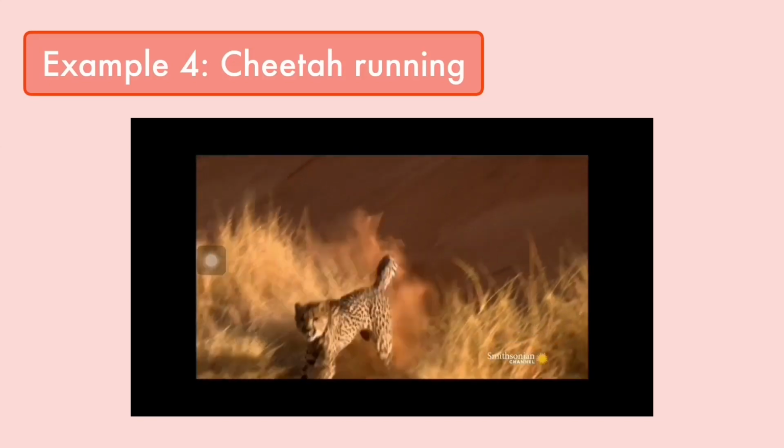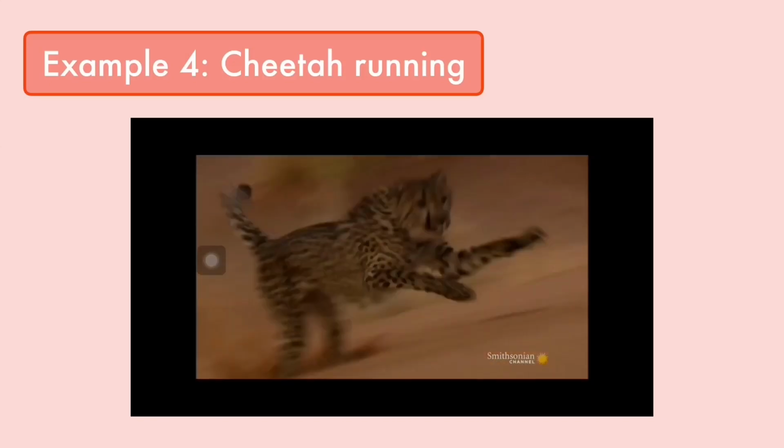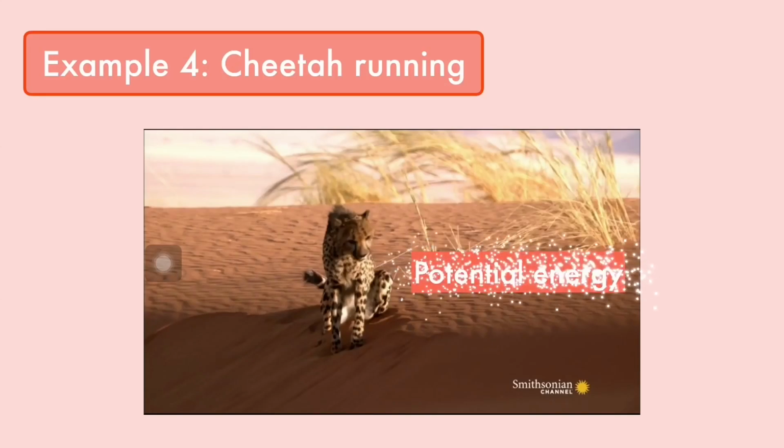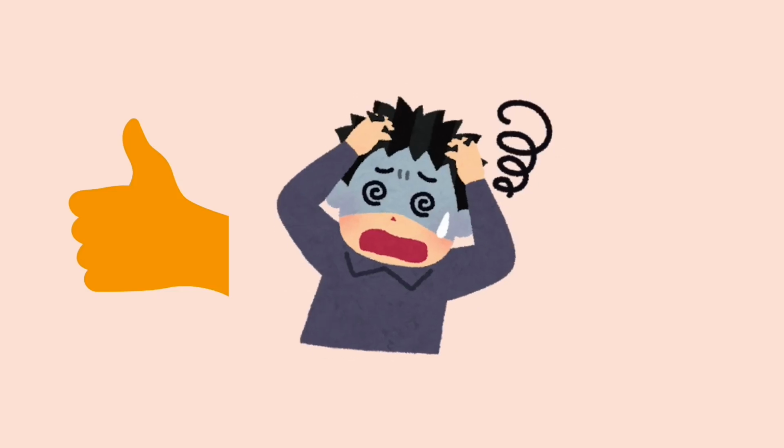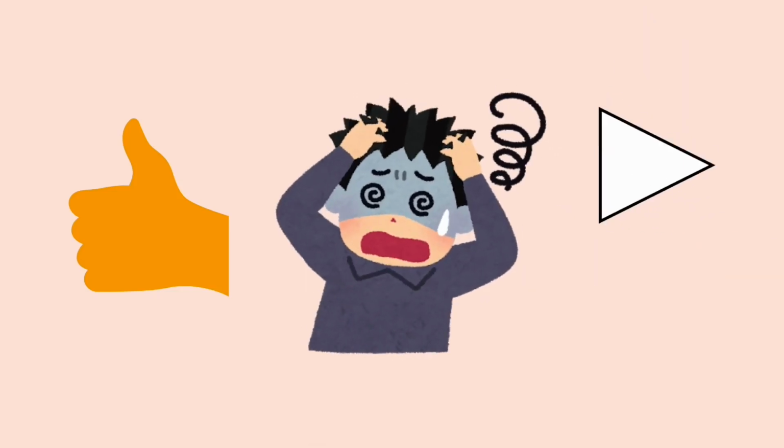Let's watch it one more time. Can you identify where potential energy is shown in the cheetah? That's right. As the cheetah is preparing to run, it is actually storing potential energy. The potential energy will be transformed to kinetic energy when the cheetah starts to run. Good job, everyone! Remember, if you are still unsure about potential energy, you can always watch this video again or ask your teacher about it.